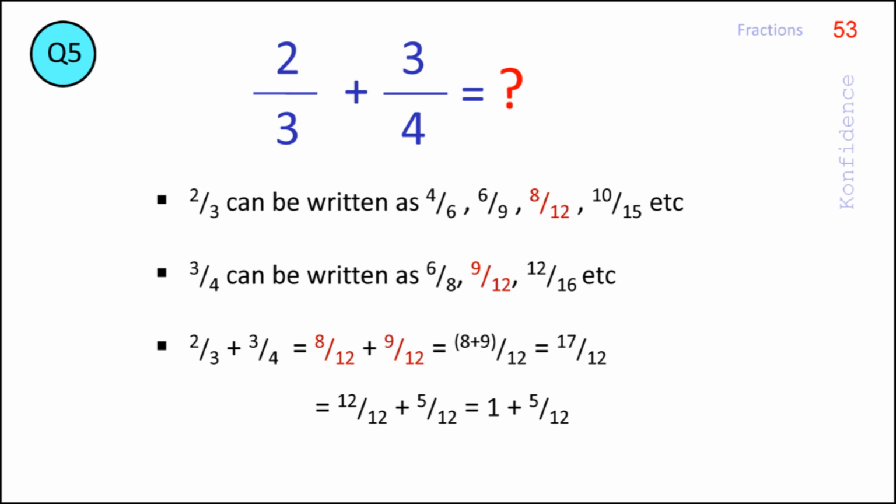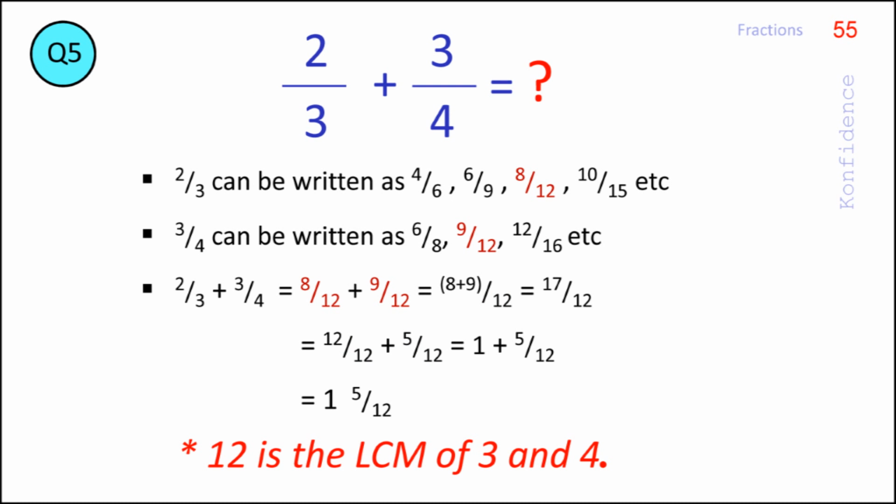We can say 17 by 12 equals 12 by 12 plus 5 by 12, which is 1 plus 5 by 12. Or in other words, 17 by 12 will be equal to 1 whole thing and 5 parts out of 12. Here, if we look closely, the number 12 is nothing but the least common multiple, or the LCM, of 3, the denominator of the first fraction, and 4, the denominator of the second fraction.